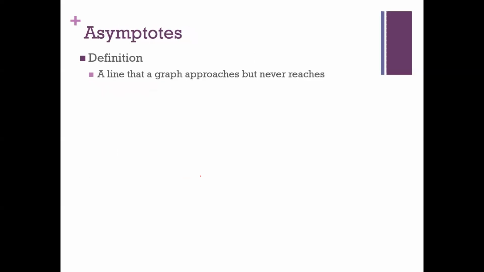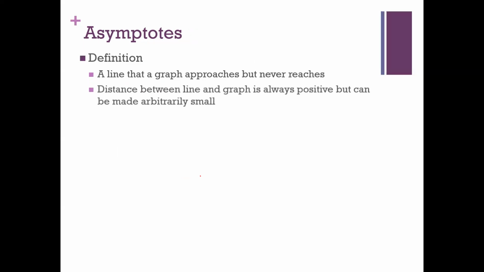So you've probably seen this word before, asymptotes, especially when you're drawing graphs of certain kinds of functions. Graphically speaking, an asymptote is a line that a graph approaches but never achieves, never reaches. Or another way to think of it, the distance between that line, usually a vertical or horizontal line, and the graph is always positive, but I can make it as small as I want.